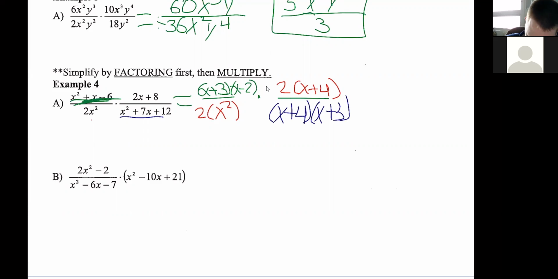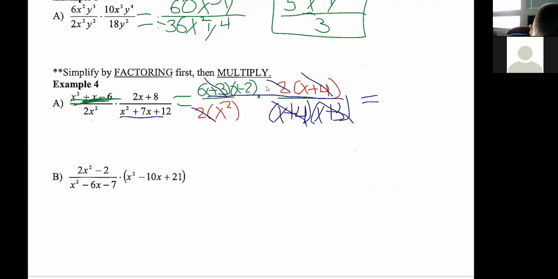So then you just want to see anything that's the same on the bottom or the top, you can cancel out. So for example, I can cancel out my x plus 3s. I can cancel out my x plus 4s. I can also even cancel out this 2.